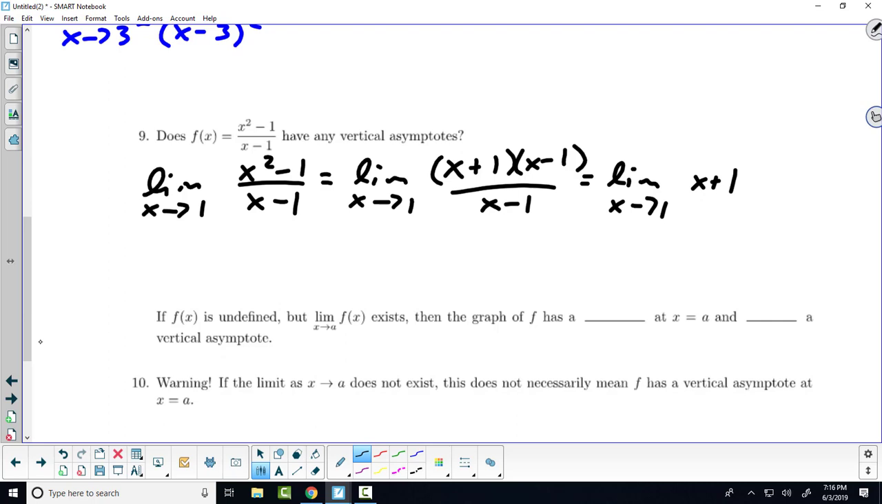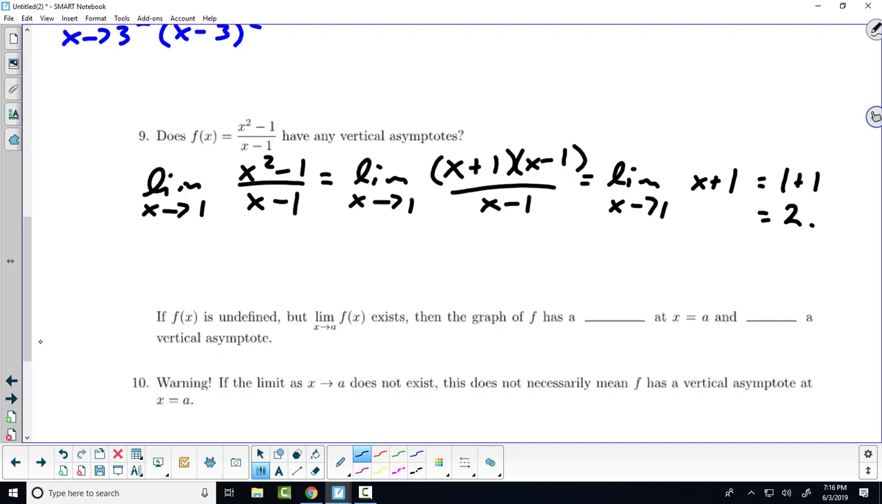We get down to a place where we can apply direct substitution. What did this limit not come out to be? It didn't come out to be plus or minus infinity. Do we have a vertical asymptote at x equals 1? No. The limit proper didn't come out to be infinity. The limit proper came out to be 2.